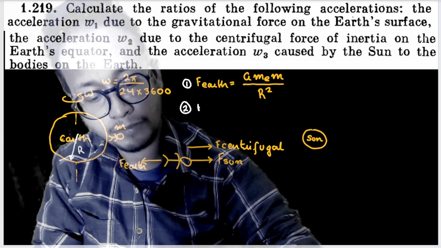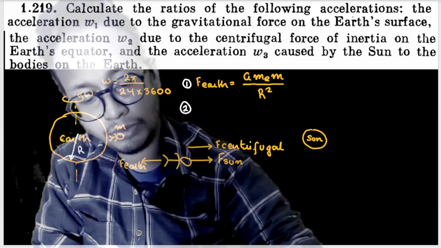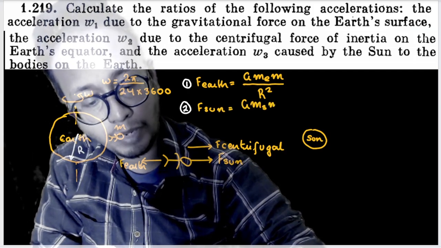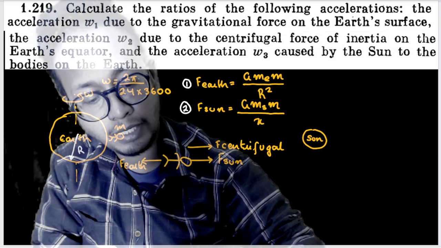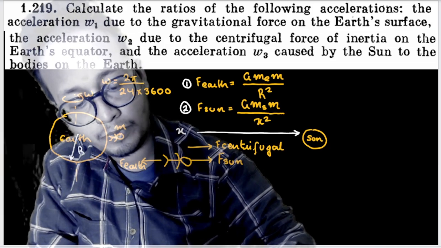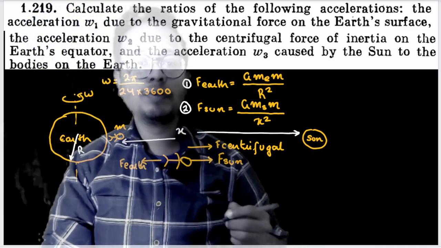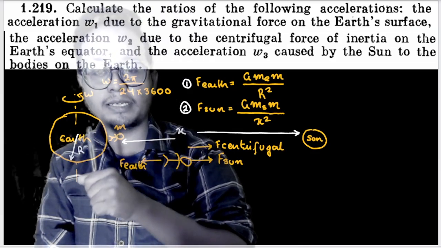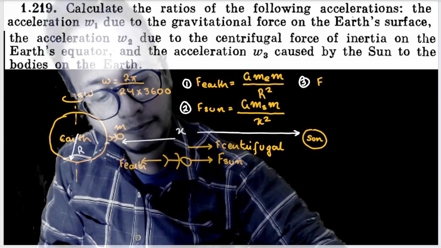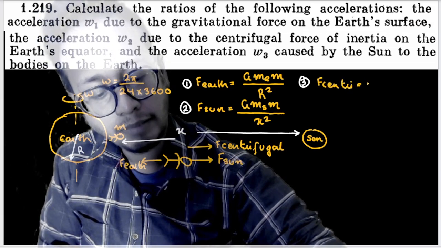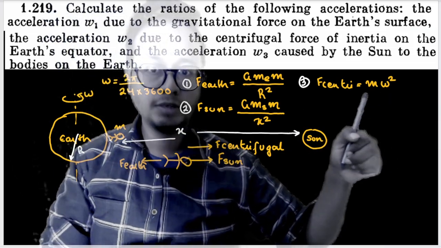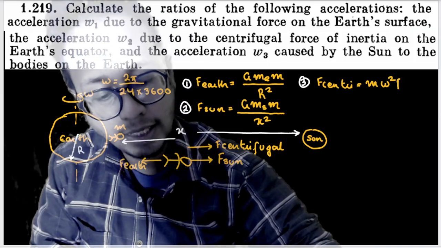Okay. This is the gravitational force due to Earth. Similarly, gravitational force due to Sun is nothing but G into mass of Sun into mass of human divided by x square, where x is the distance between Sun and human. And centrifugal force: if my observer is at Earth and he's observing this human, the centrifugal force on the human is nothing but mass of human into omega square into R. Omega is the angular rotational velocity of Earth, and R is the radius of Earth.